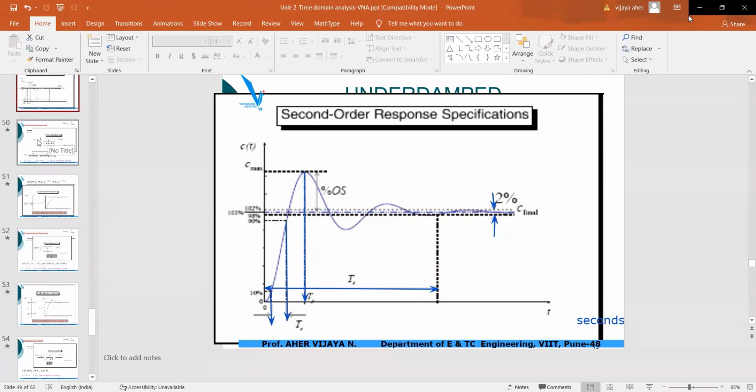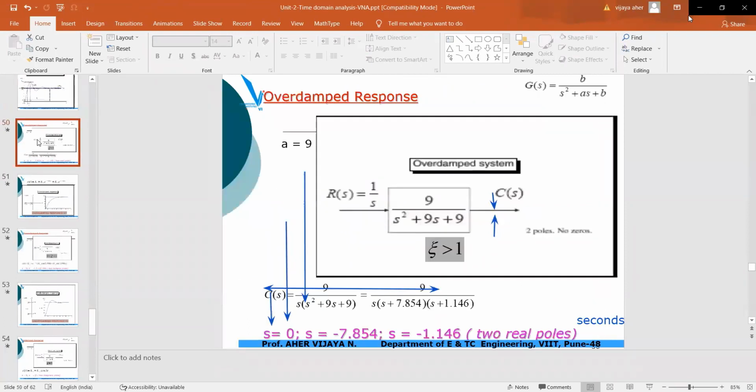Now let us see the categories of damping factor and the response for each particular damping factor. First one, please give the heading: overdamp response. So in an overdamp response, what is the value of zeta? Greater than 1. Yes, zeta is greater than 1. Damping ratio zeta is greater than 1 for an overdamp system. Now let us see what happens for an overdamp system.